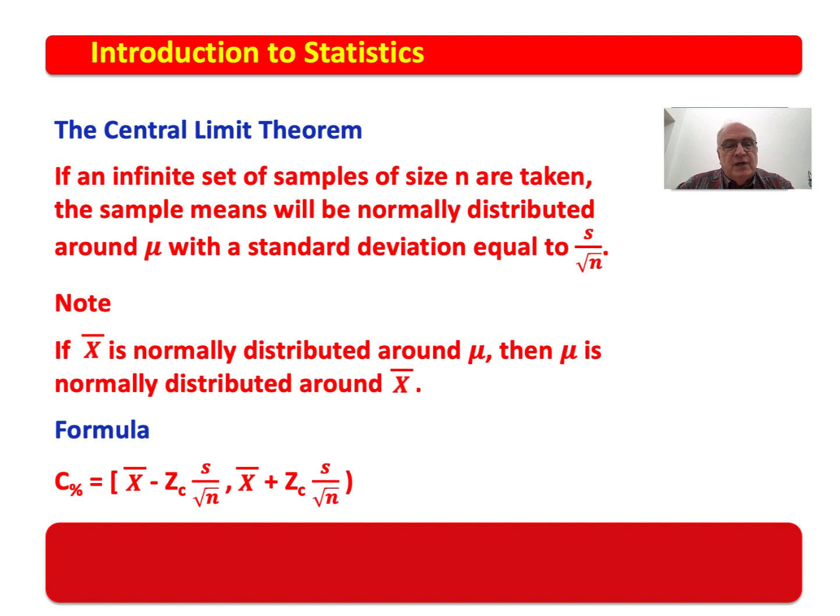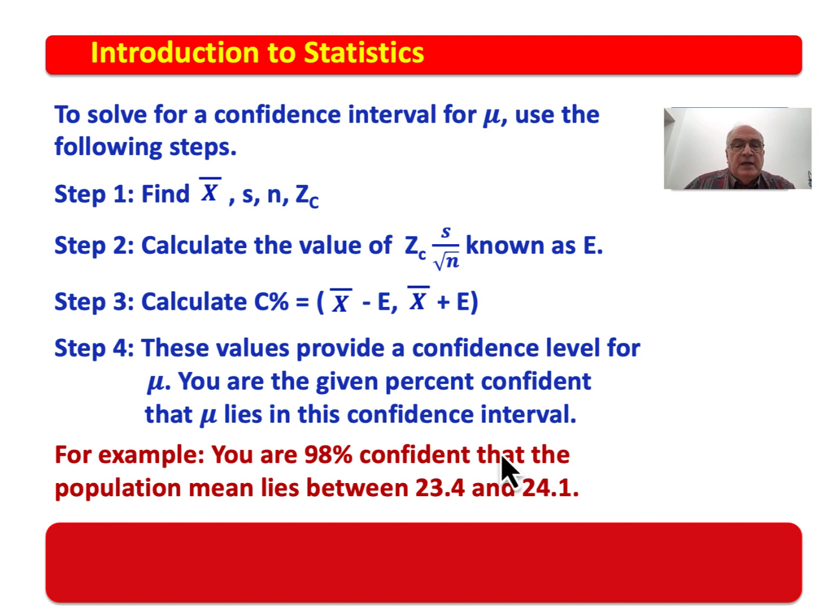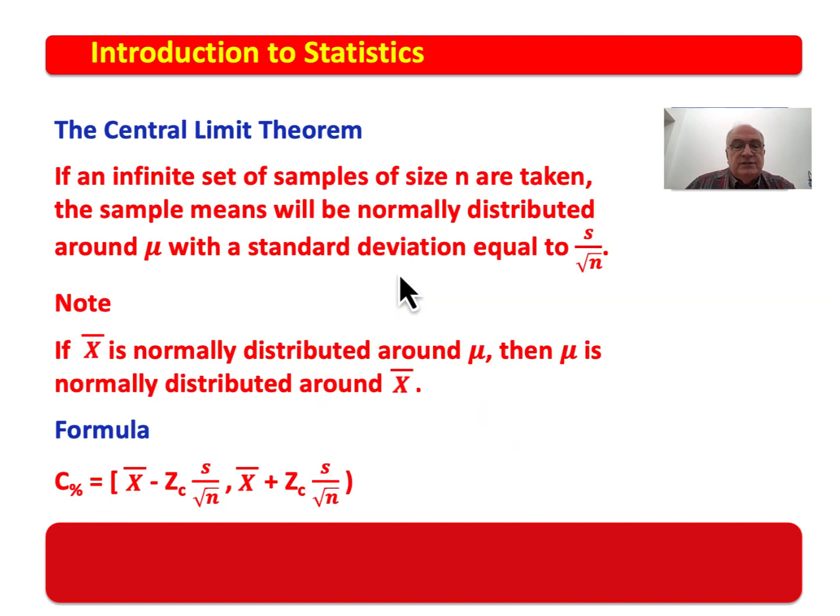The confidence interval formula is x bar minus z times s over the square root of n, and x bar plus z times s over the square root of n. I point out to you that this amount, z times s over the square root of n, is called the effect size of the x bar distribution.